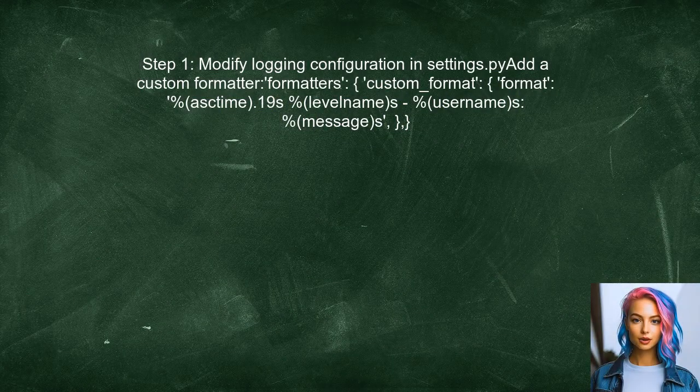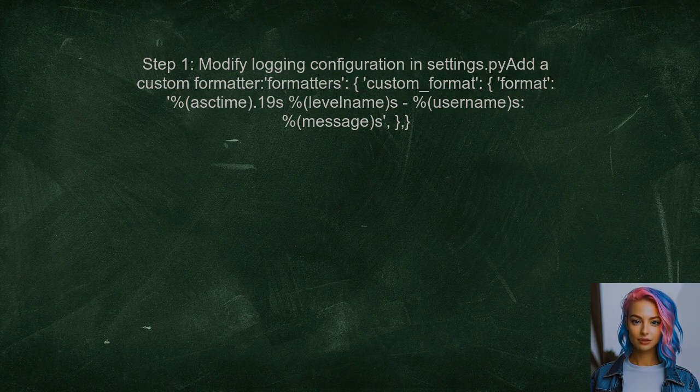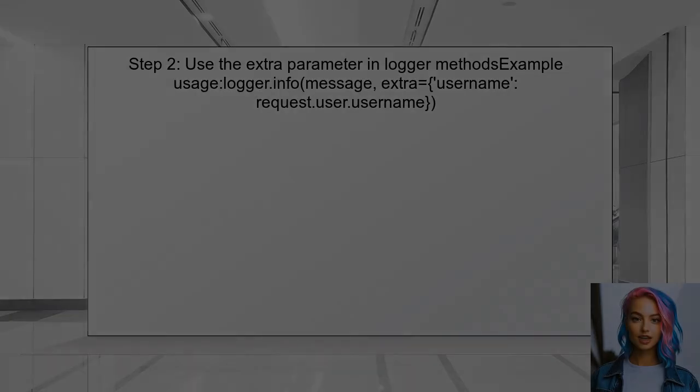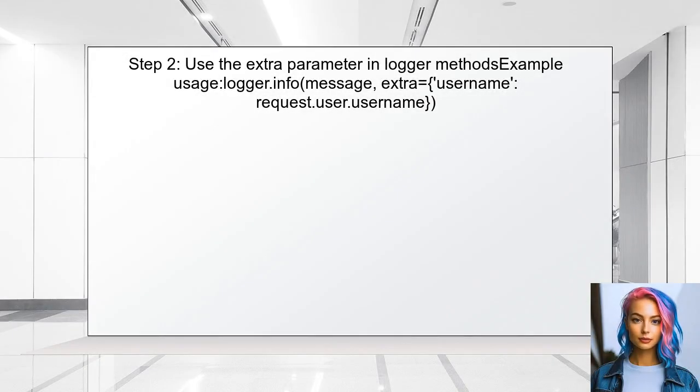To log custom attributes like the username in Django, the user should start by modifying the logging configuration in the settings.py file. This involves adding a custom formatter that includes the username. Next, the user needs to ensure that the logger can accept the extra attributes. This is done by using the extra parameter when logging messages. The user should include the username in this parameter.